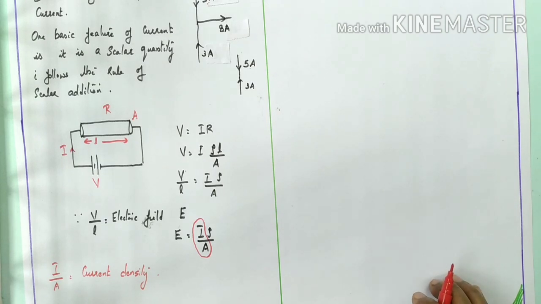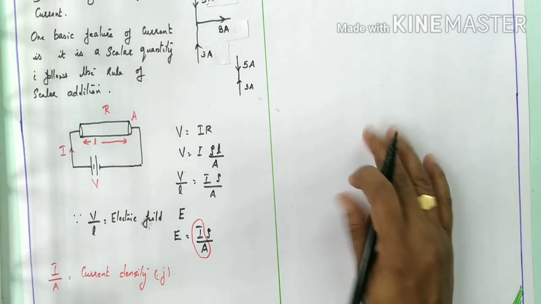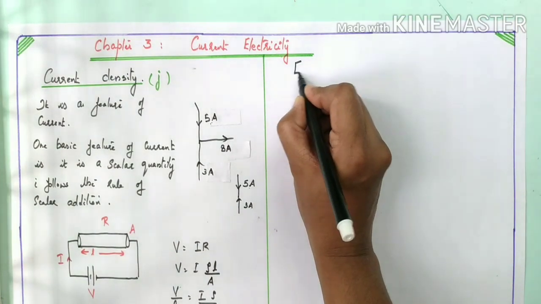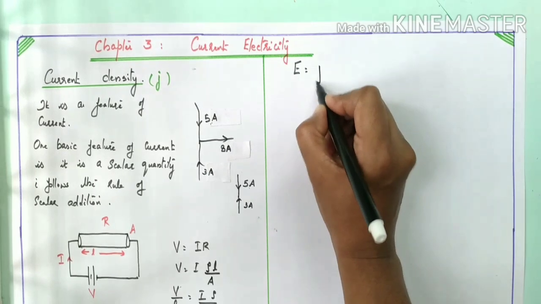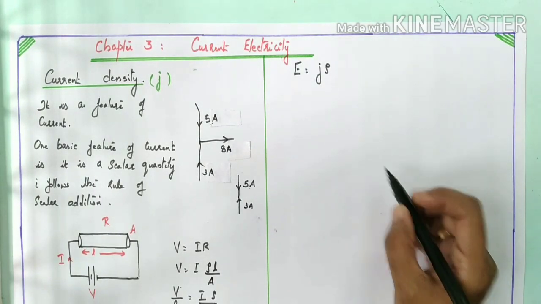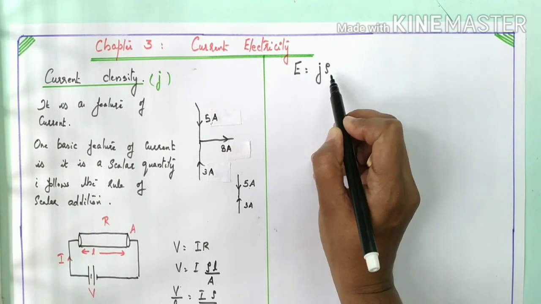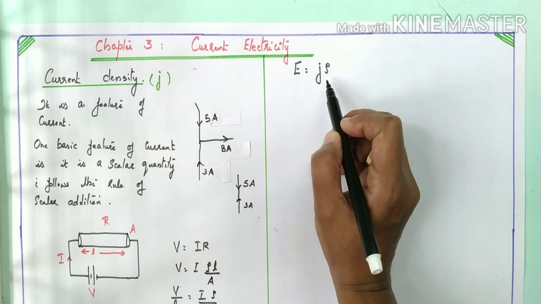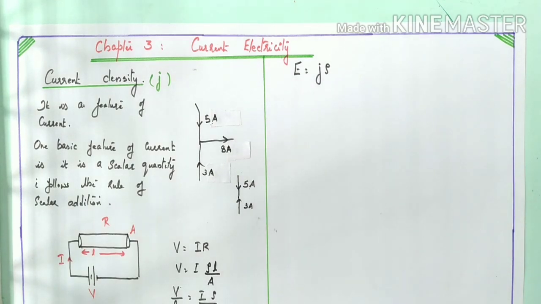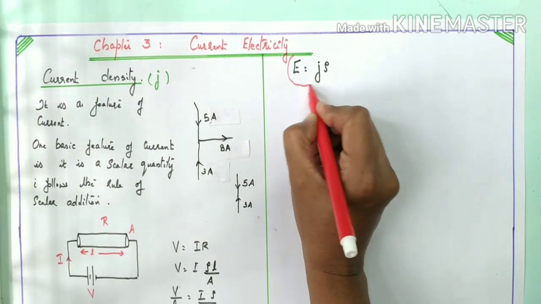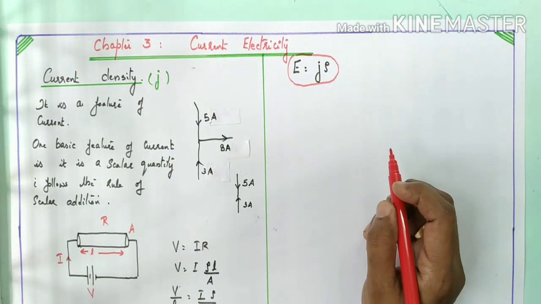Current density at any point inside the conductor is the amount of charge per second through a unit area, or current flowing per unit area. It is represented by the letter J. Using this we can write electric field E equal to I by A, which is J into rho. E represents the electric field, J represents the current density, and rho represents the resistivity. This is one important relation of current density and the electric field, E equal to J rho.